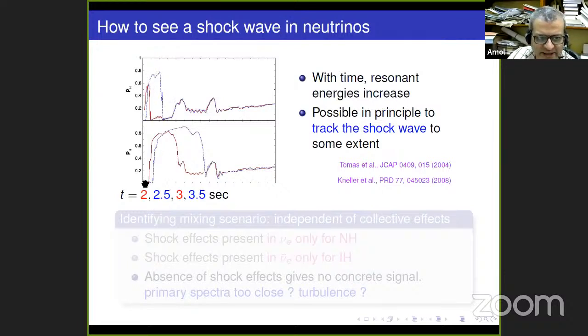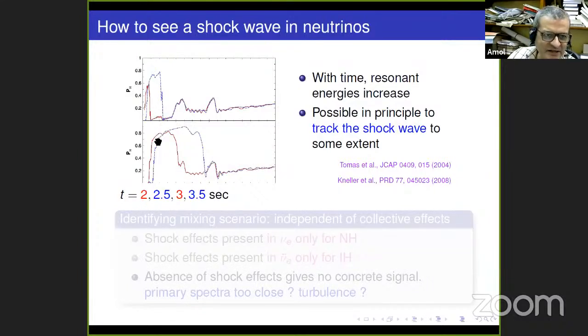What I am showing here on the x-axis is energy. Unfortunately, that is not shown well. So this is a function of energy. It shows you that at 2 seconds, low energy neutrinos are affected. They survive more. At 2.5 seconds, that peak shifts to higher energy neutrinos. The red curve on the lower plot is what happens at 3 seconds.